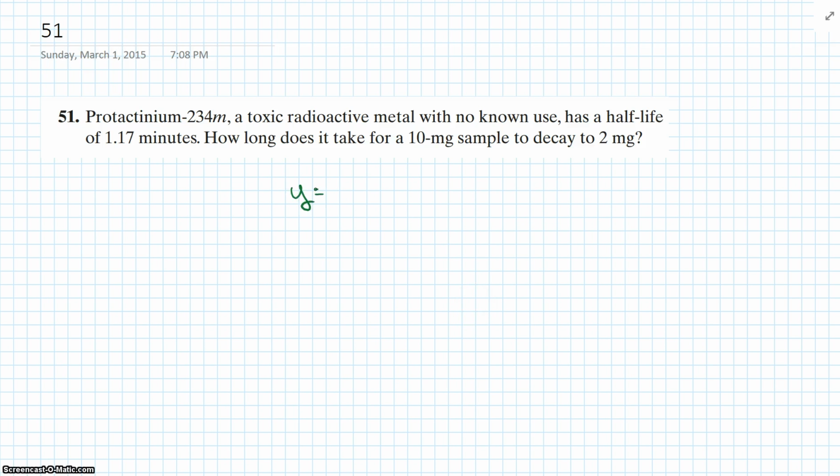So we have y equals A B to the x. Well, we want it to decay to 2. It starts out at 10. The decay value is 1/2. My x, if you remember, is x over my rate, which is 1.17. Okay, so now we just solve.